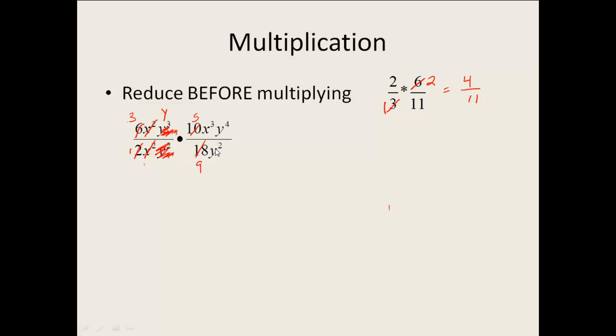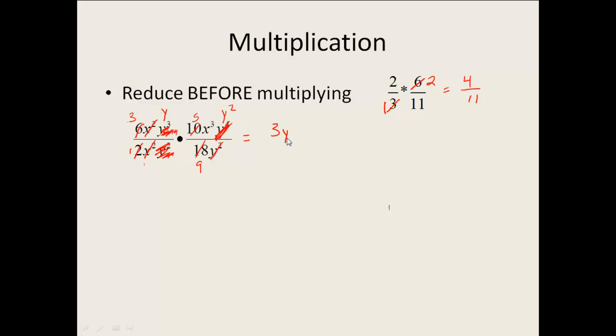The x doesn't have anything on the bottom to reduce with. The y to the fourth, I'm going to use my rules of exponents this time. 4 minus 2 would give me 2, so I'm left with a y squared. I'm going to put all of this together now and see if there's anything else I can do.